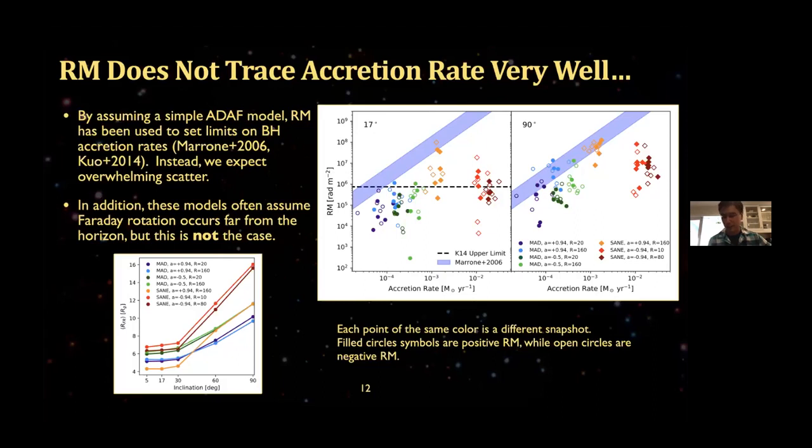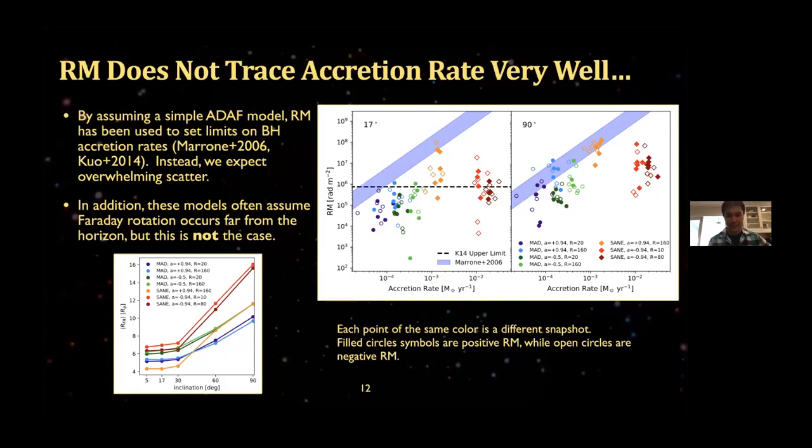Is shown as that horizontal dashed line, and all of them are capable of being under that limit at least sometimes. The simple analytic model is that blue region, and there's some wiggle room based on what you assume about the density profile. But overall, for a given accretion rate, such a model is overestimating the RM. The RMs get closer as you go to 90 degrees.